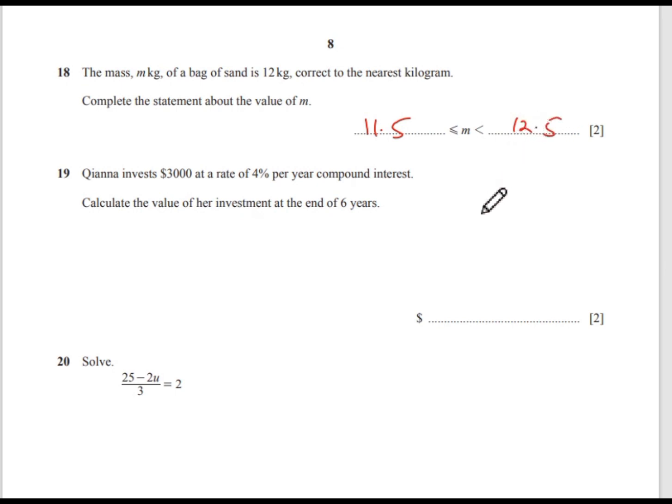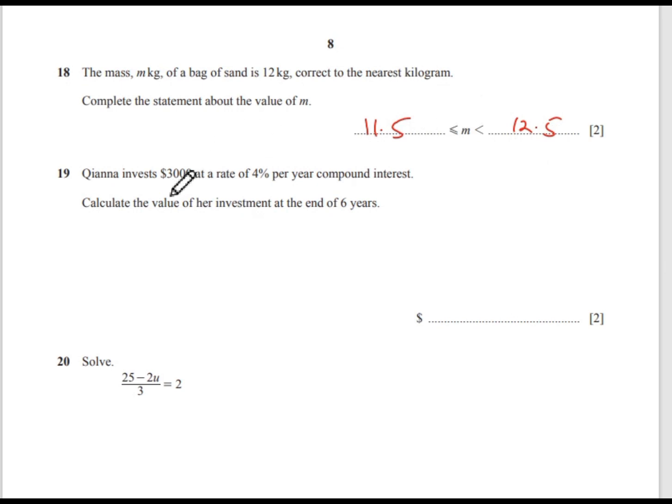12.5 to the nearest kilogram. That's because when you correct 11.5 to the nearest kilogram, you have 12 kilograms. Then a value less than 12.5, e.g. 12.4, once corrected to the nearest kilogram is 12. It's close. So this is the statement about the value of m.